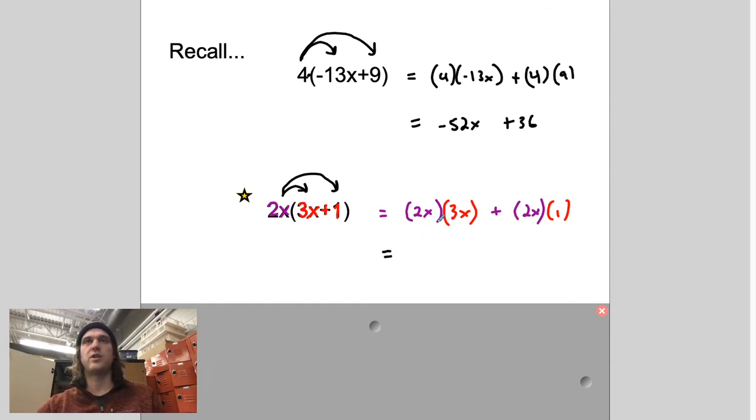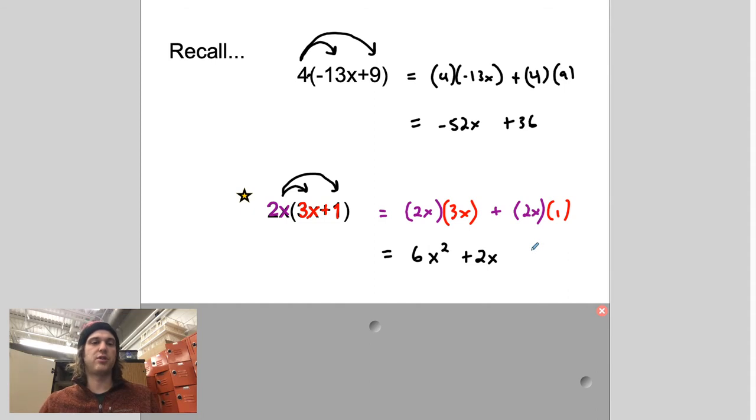There's a much easier way to do it. You can kind of do it in your head just like we did this one. You could say 4 times negative 13 is negative 52x, and so on and so forth. But this time we have 2 times 3 is 6, but we also have x times x, which gives us x to the second power. And over here, 2x times 1, anything times 1 is itself, so we just have plus 2x, and that's our final answer. And that is about most of the mathematical prowess you need.